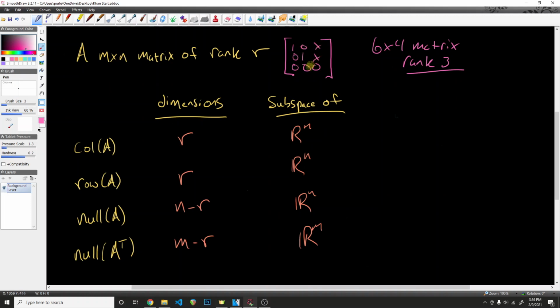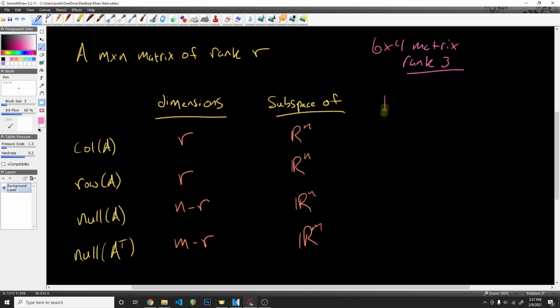It doesn't really matter what these are. But basically, the number of pivots you have determines what your rank is. So if you had another 1 down here, then that would be a rank of 3. But here we would have a rank of 2 because we only have 2 pivots. So the number of pivots you have once you have your row reduced echelon form will determine what your rank is. So let's say, for example, we have a 6 by 4 matrix, rank 3.